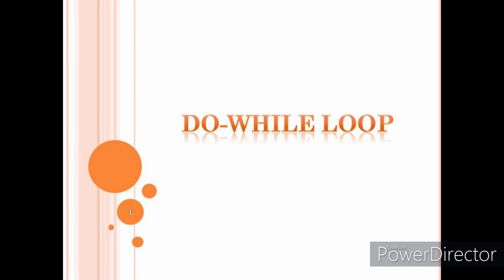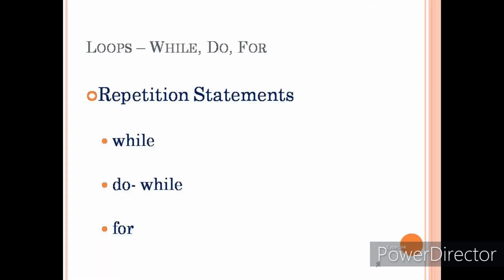This session is on do while loop in C programming. In C programming, we have statements for repeating a statement as many number of times as we require in the program. The basic loops provided by the C programming language are while loop, do while loop, and for loop. In this section, we are going to discuss the do while loop.